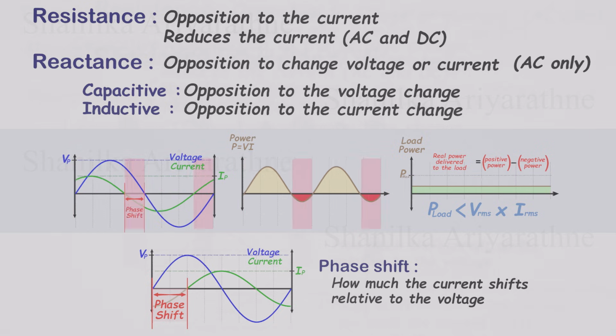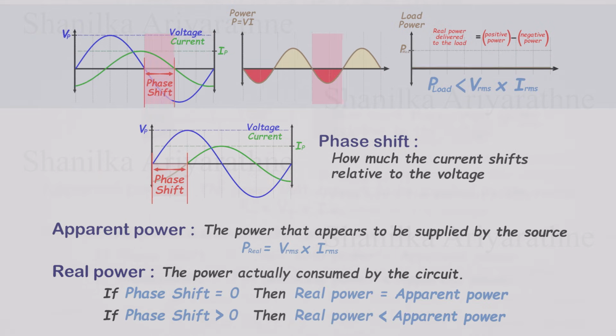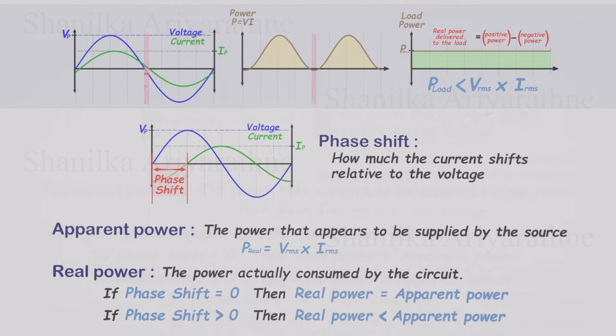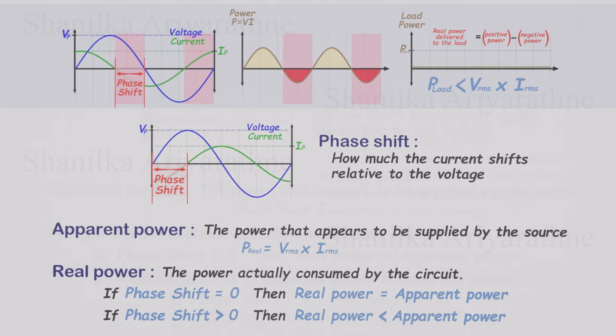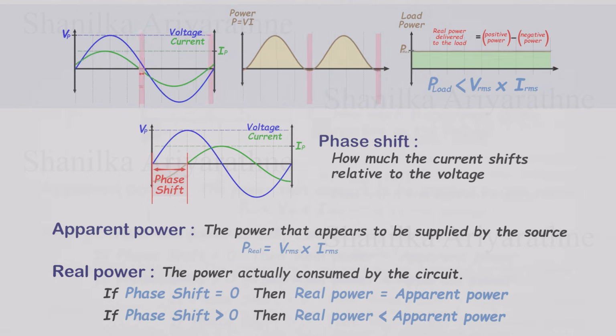So even if the voltage and current magnitudes are the same, the actual power delivered to the load can be smaller. These ideas may sound a bit complex at first, but stay with me. By the end of this video, they'll become much clearer. Let's start from the beginning.